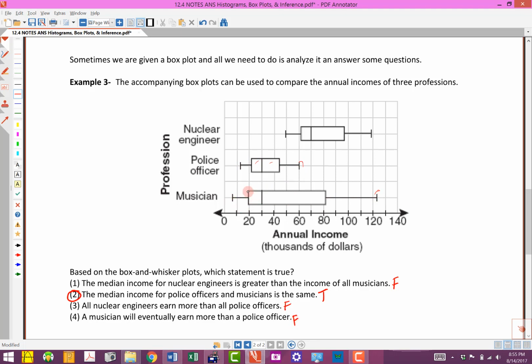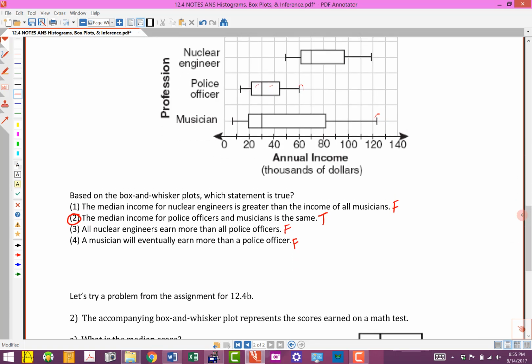There are people that, depending on what they play or where they live or different things like that, maybe they're always going to be stuck in this category right there. They're never going to make this kind of money unless they maybe hit the big time or go to New York or Los Angeles or something like that. So this is the only one that's true, and we can just look at the graphs and kind of figure out that information.